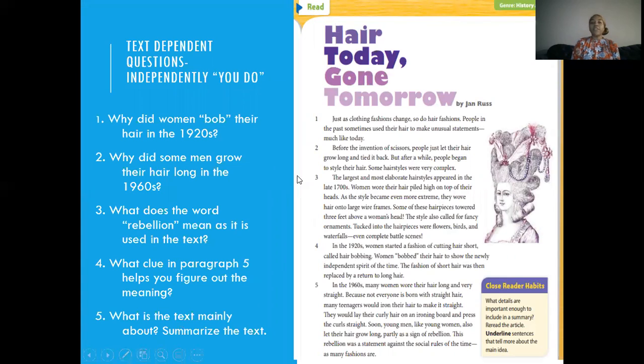I want you to pause the video and reread the text on your own, answering questions 1, 2, 3, 4, and 5. Pause your video.